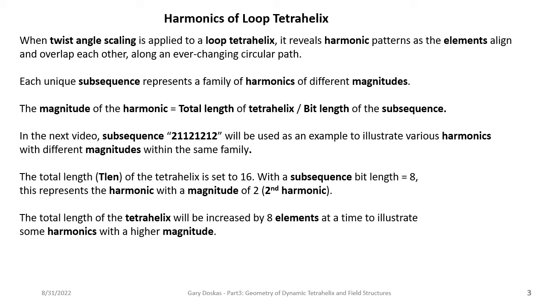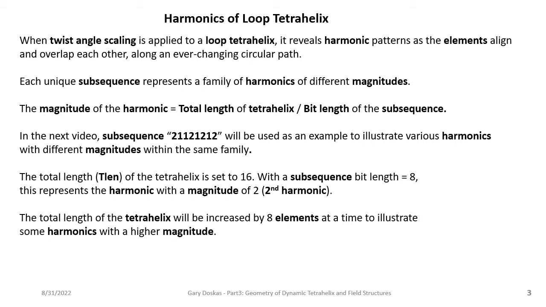In the next video, subsequence 211-21212 will be used as an example to illustrate various harmonics with different magnitudes within the same family. The total length of the tetrahelix is set to 16 for this example. With a subsequence bit length equals 8, this represents the harmonic with a magnitude of 2, or the second harmonic.